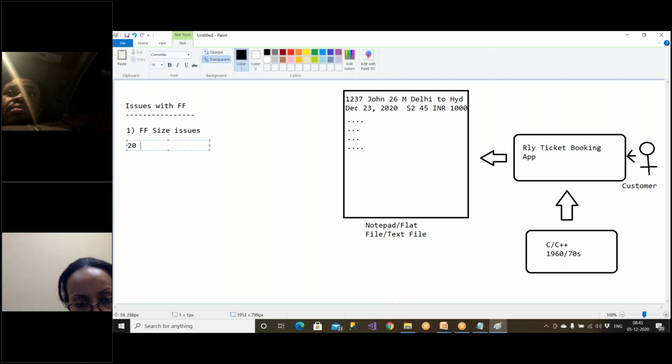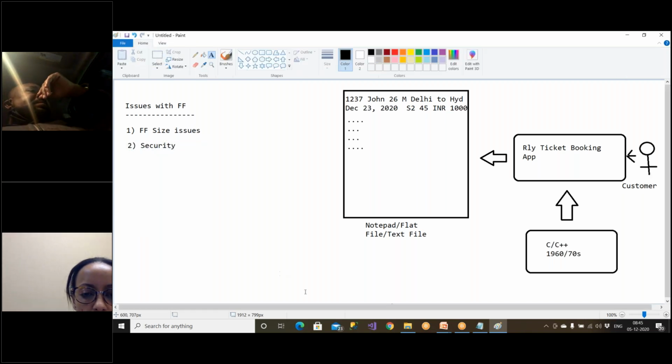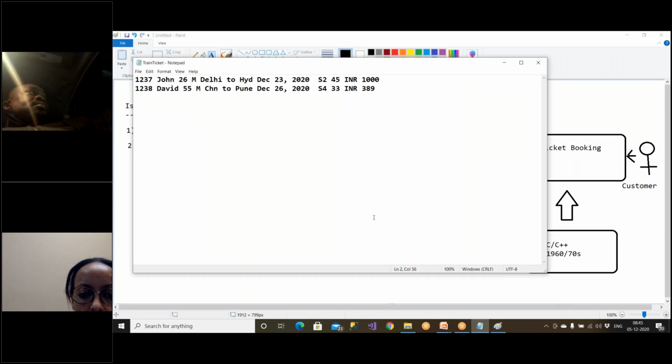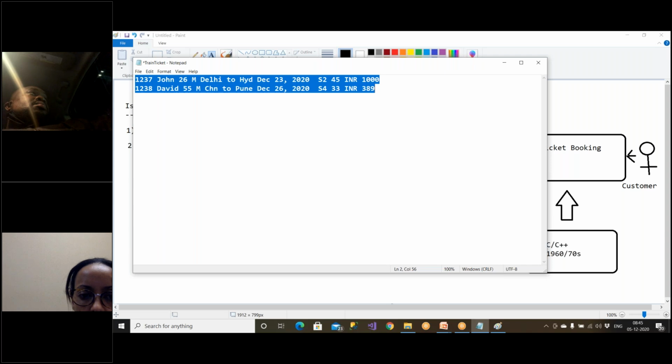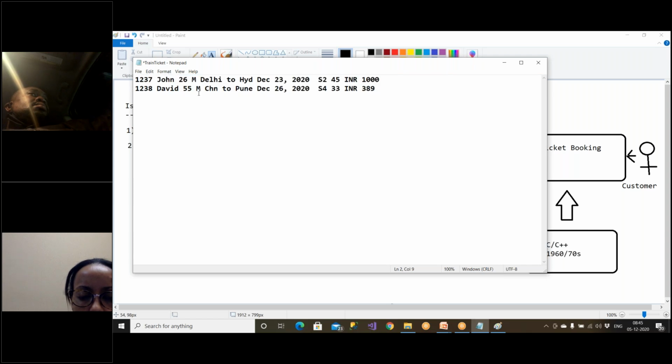The second issue is called security issue with the data. Security means what? I have this file. I can easily tamper with it. I can easily delete the data. Anybody can easily go to the computer, and if they trace this file, they can simply harm the data, delete the data, or modify the data. For example, I wanted to go from here to here.